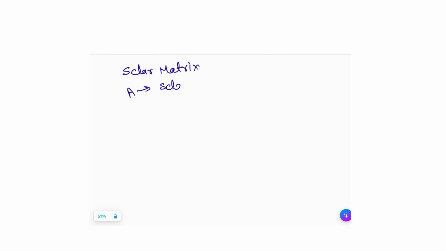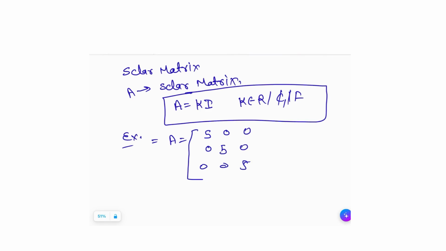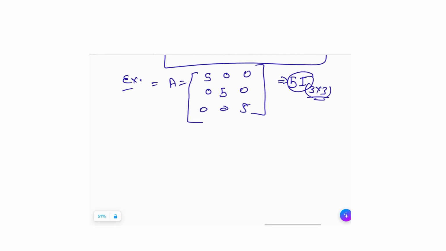A is said to be a scalar matrix if A is in the form of k times I, where k belongs to real numbers, complex numbers, or any field. Example: A equals 5 0 0, 0 5 0, 0 0 5. Then A equals 5I, a 3 cross 3 matrix.